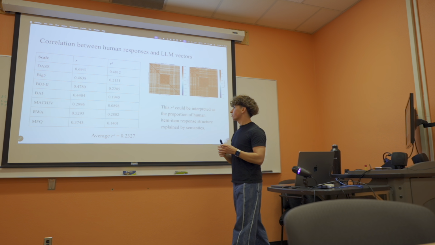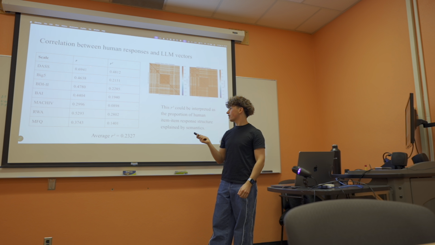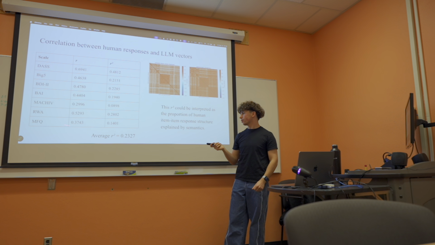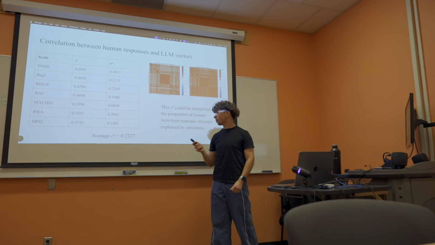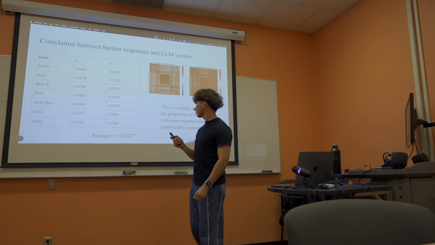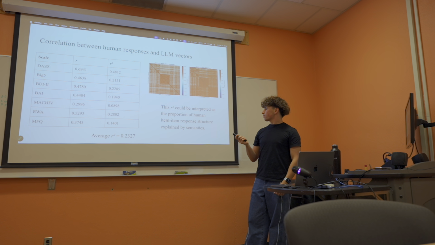There's a range of correlations. You see that generally the higher the correlation is for each scale, the more the factor structures align. So the MQ is pretty low and it didn't work out very well. But the DAS worked out very well and has a high correlation. But yeah, that's also interesting.